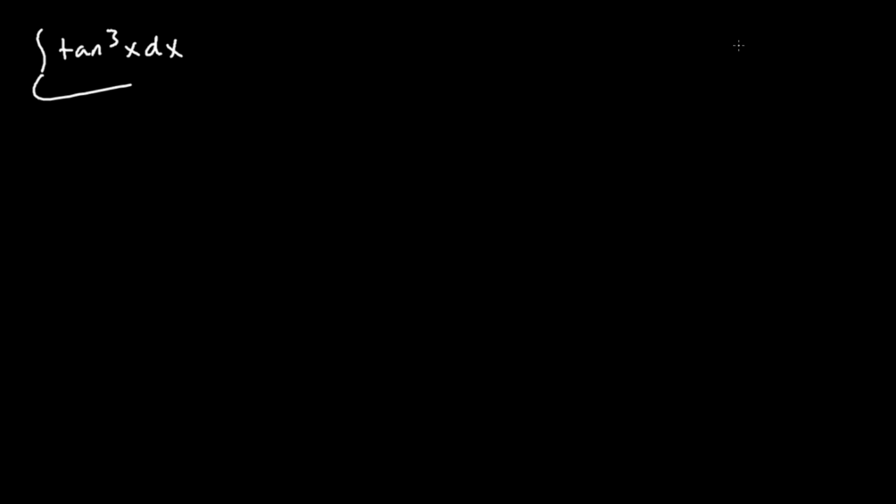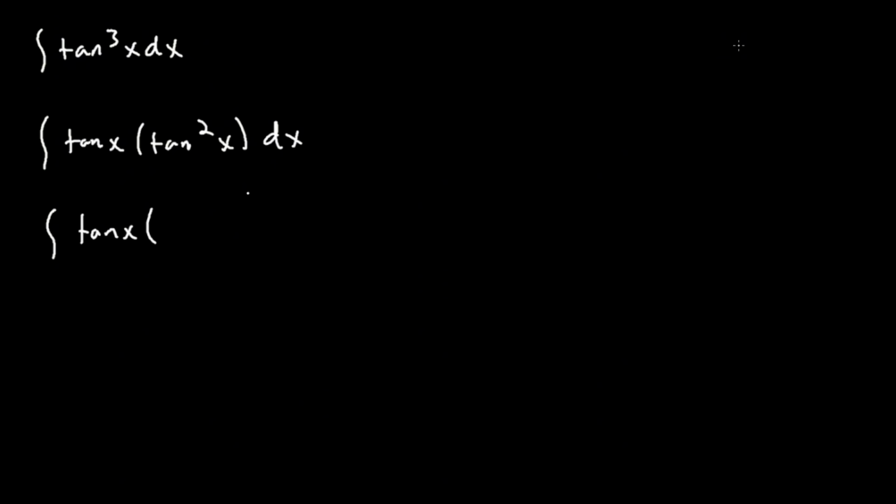So for this problem, we have tangent to the power 3, very, very similar to the cosine to the power 3 and sine to the power 3, but something a little less obvious as before. So let's go ahead and do this. Tangent to the power 3 can be separated as tangent times tangent squared. And what we can actually do with the tangent squared is, remember, secant squared minus 1 is equal to tangent squared. So we can replace tangent squared in this with secant squared minus 1.